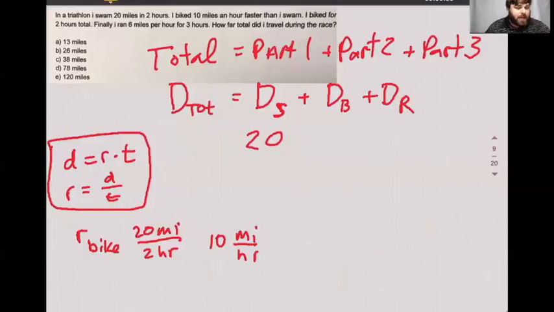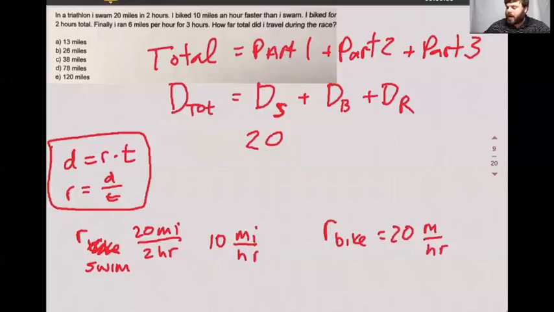Okay, that's the rate at which I swam. I'm sorry, this is swim. The rate at which I swim was 10 miles per hour. So if I bike 10 miles an hour faster, that means the rate at which I biked was 20 miles per hour. Now it does say that I biked for 2 hours total.